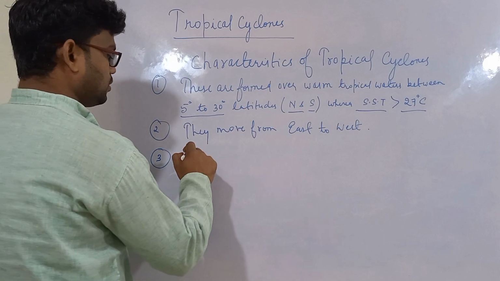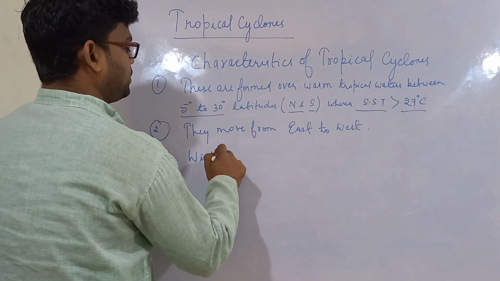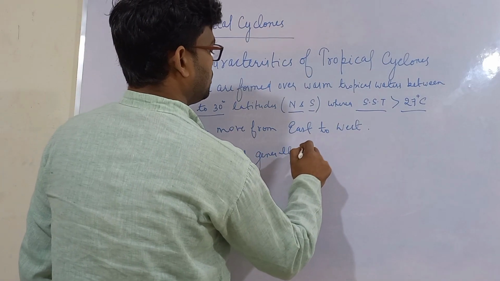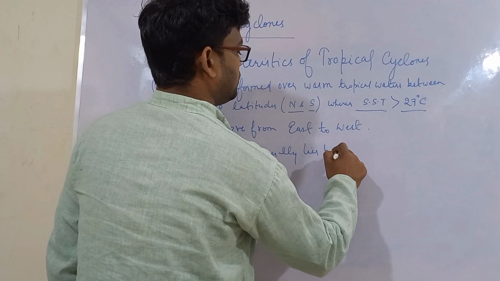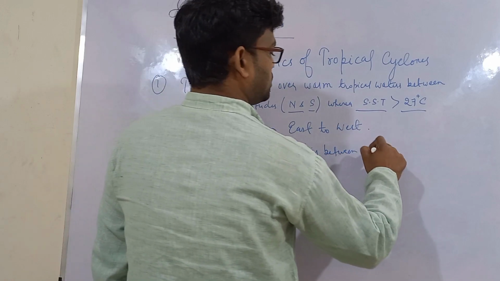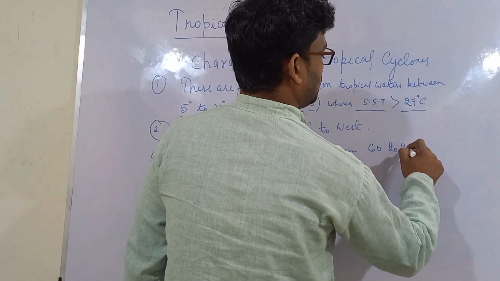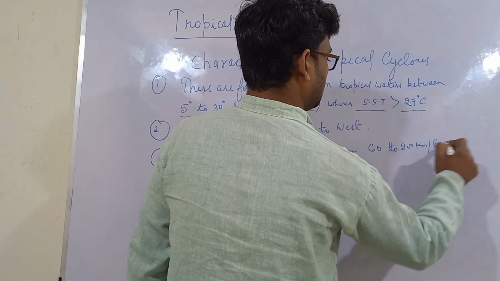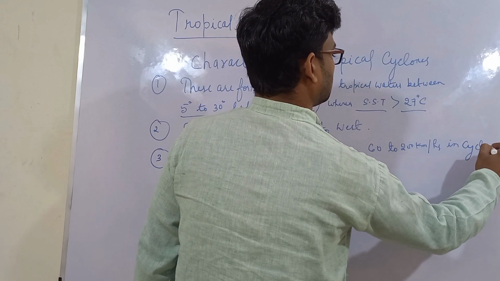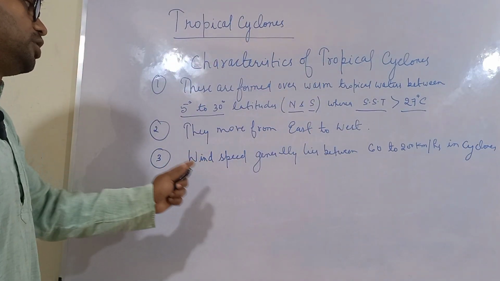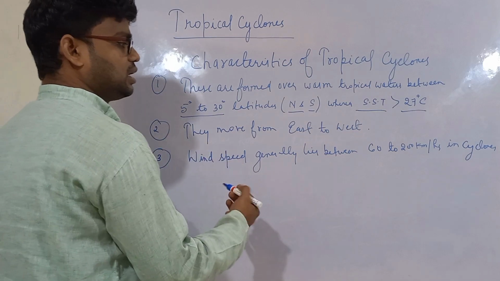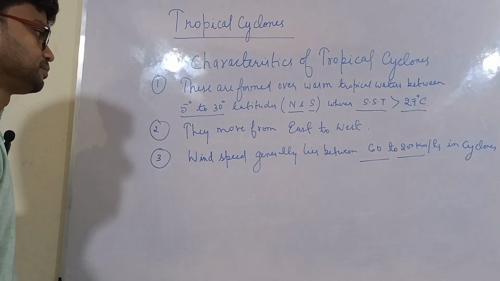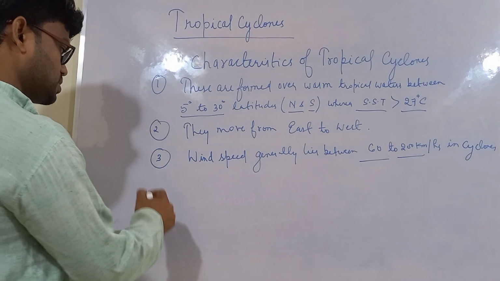Third characteristic is wind speed generally lies between 60 to 200 km per hour in cyclones. Means the wind speed or the rotating wind speed generally lies between 60 to 200 kilometers per hour in cyclones. Okay, so this is the third characteristic.